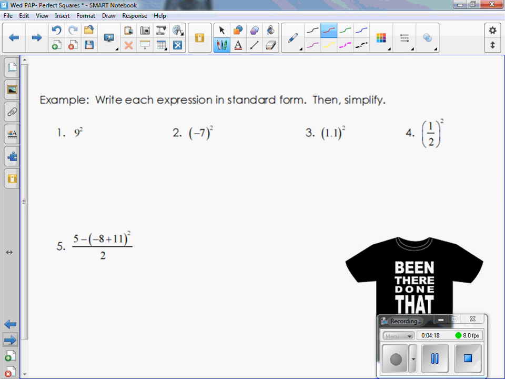We're going to practice a little bit. We're going to write each expression in standard form, and then simplify if necessary. So standard form means 9 times 9, and we're going to simplify that to make it 81. This one is a very important one. Because it's touching the parenthesis right there, it means everything in the parenthesis gets written twice. So it's -7 times -7, which gives you positive 49.